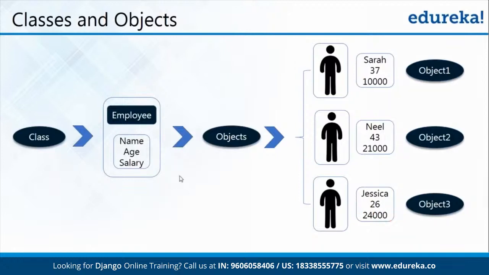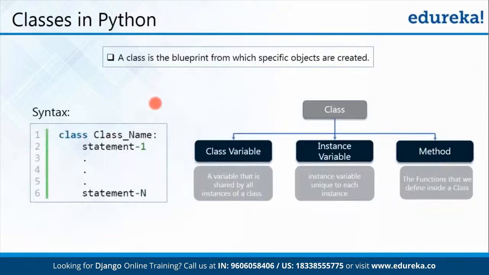So we'll move forward and we'll see how to actually create a class in Python. This slide tells you how to create a class in Python. I've given a syntax over here in which you have to first write class, then give a name, and then various variables and functions that you are going to define in your class. Now a class in Python consists of three key components.